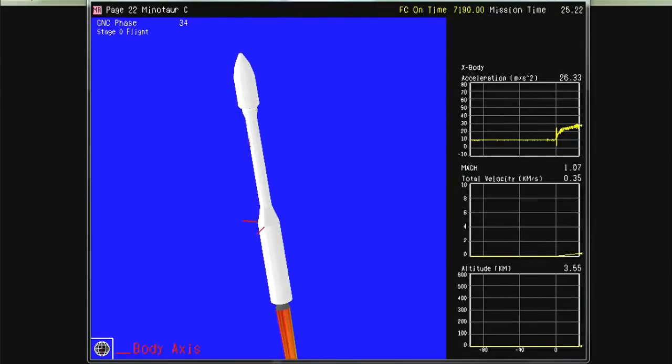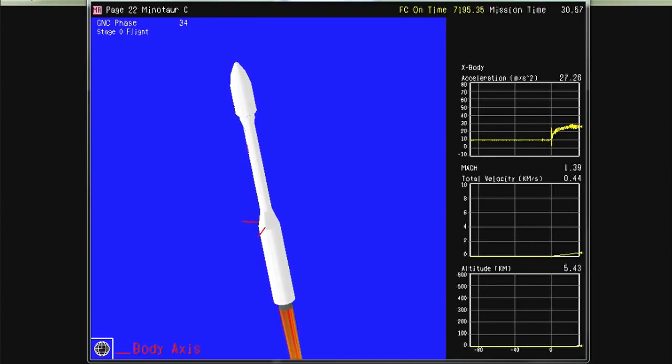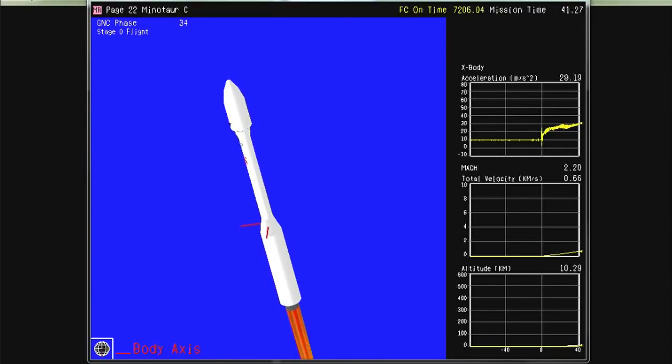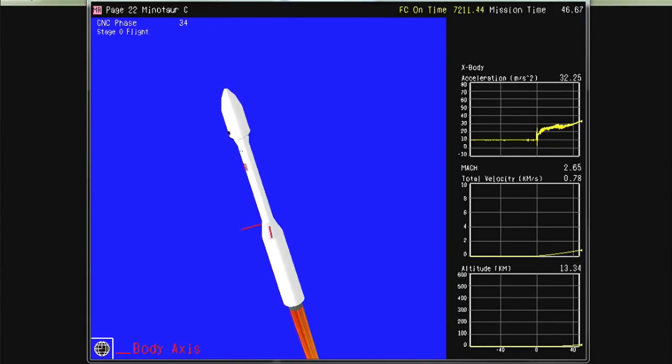Attitude is nominal. Attitude remains nominal as the Castor 120 stage zero motor propels the 104-foot-tall Minotaur-C vehicle away from Vandenberg Air Force Base. Stage zero motor pressure is nominal. Attitude remains nominal. Stage zero TVA is performing nominally to control the flight of the vehicle. Vehicle is past max Q, attitude remains nominal.